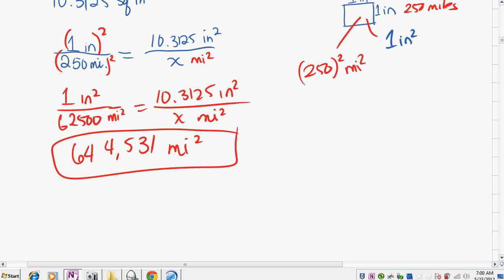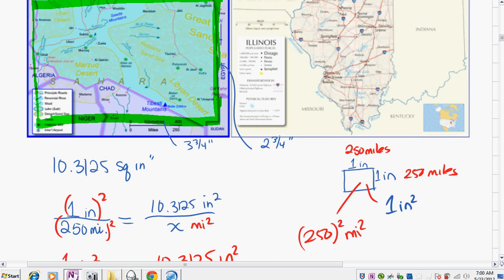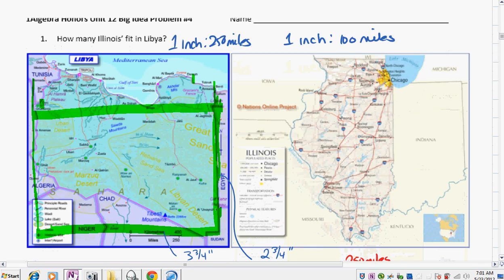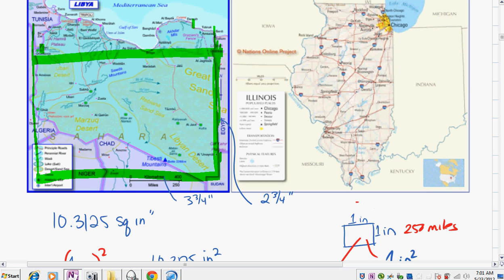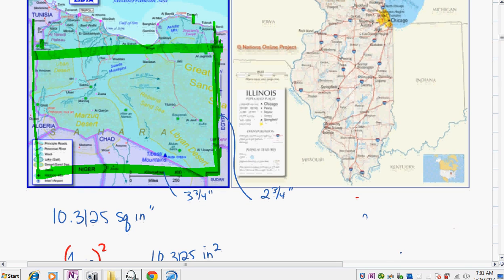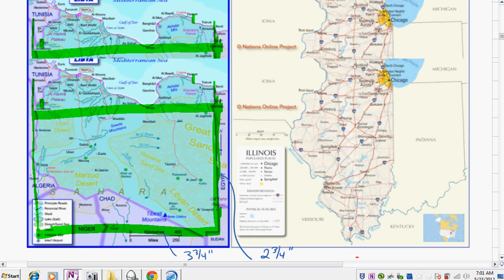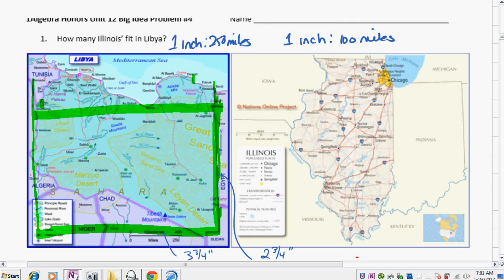So that's one method I could have used. I could have used other methods. Maybe let's try another method on Illinois and see what that tells us. So Illinois, 1 inch is 100 miles, and I'm going to try to figure out how many square inches this is, and I can use a conversion again. Another way to think of this, this shape's a little different, but maybe I think of this as a set of different shapes. Perhaps I look at it, this is a trapezoid.